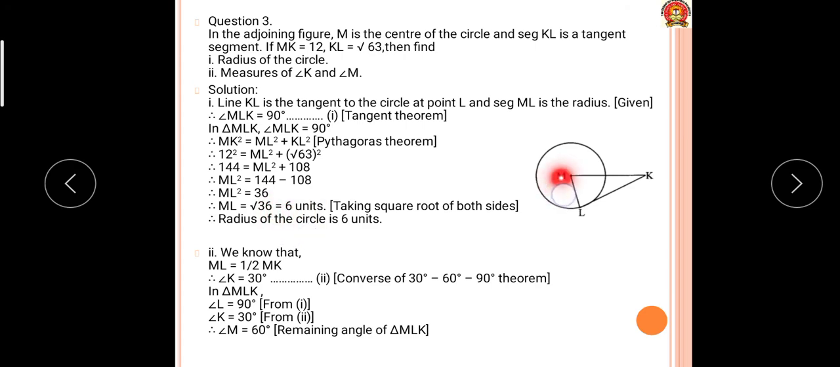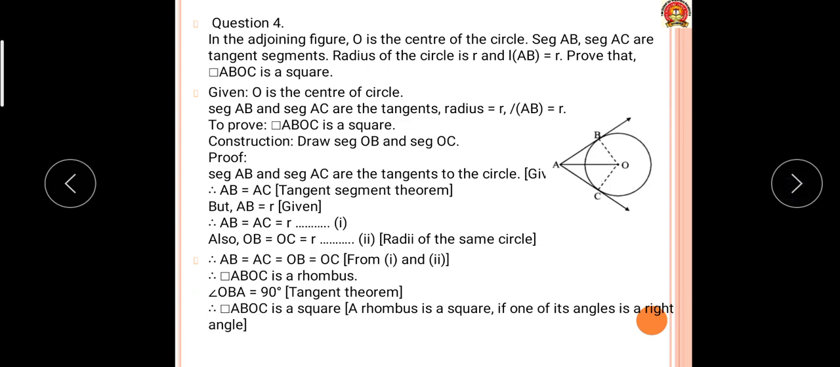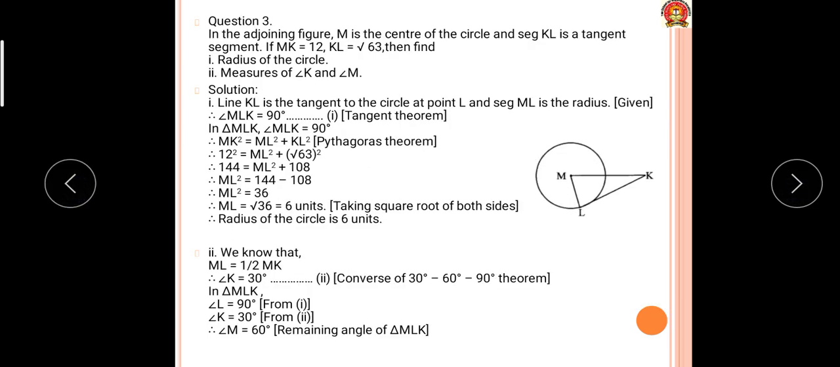Now, ML is 6 and your hypotenuse is 12. The side opposite to 30 degree is half of the hypotenuse. Is it? Yes. So by that theorem, the converse of the 30, 60, 90 theorem, we can write that angle M is 60 degree. Now, M is 60, L is 90. What is the remaining angle? This is 30 degree. In that way also you can easily prove.